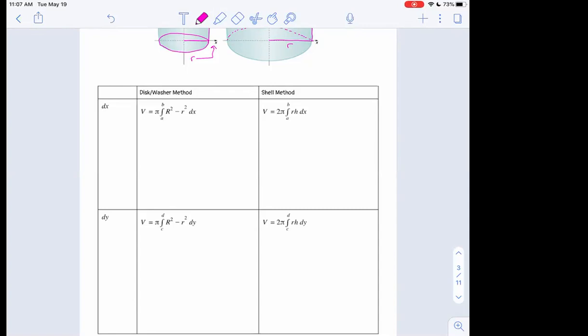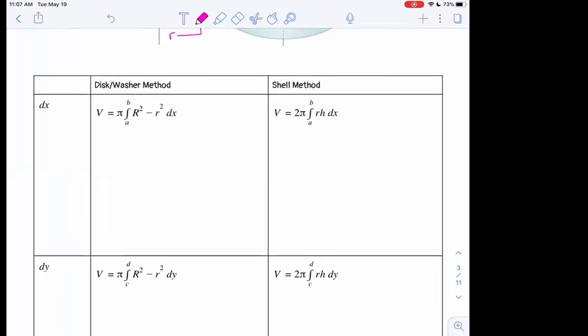So I thought we'd put this into a nice little chart so we can refer back to. This might not be a bad thing to throw on your cheat sheet for the final exam, all right? But let's start off with our disc and washer method, because I think we feel a little bit more confident with that.